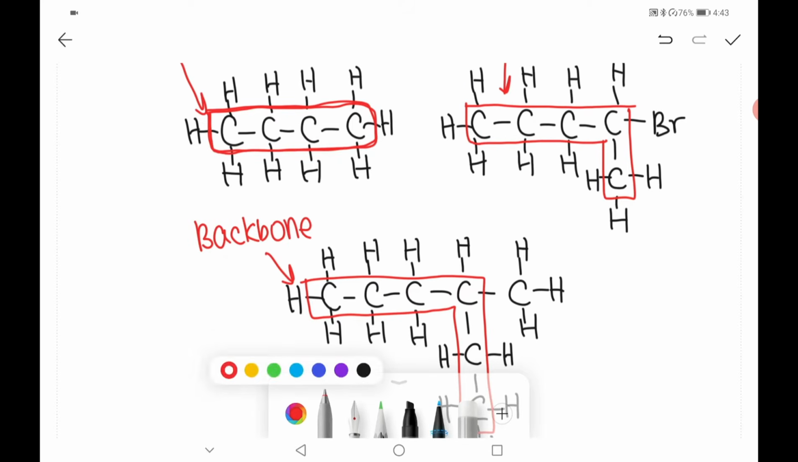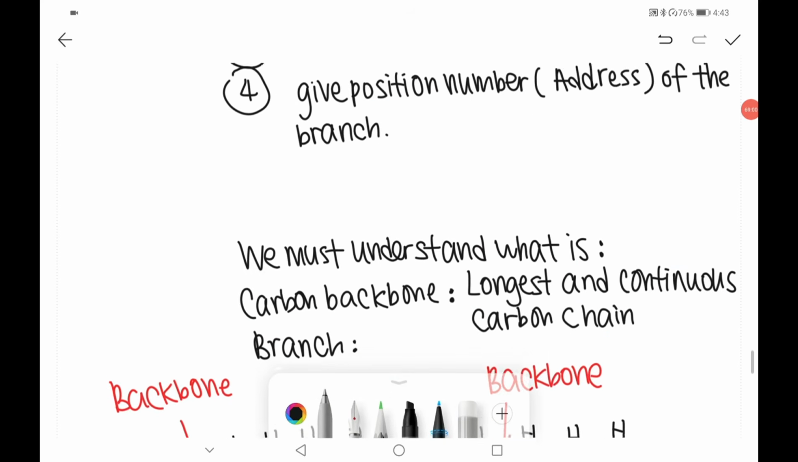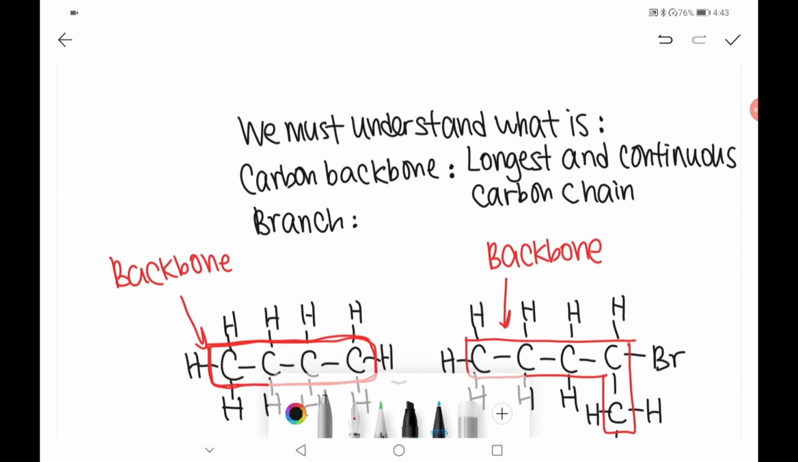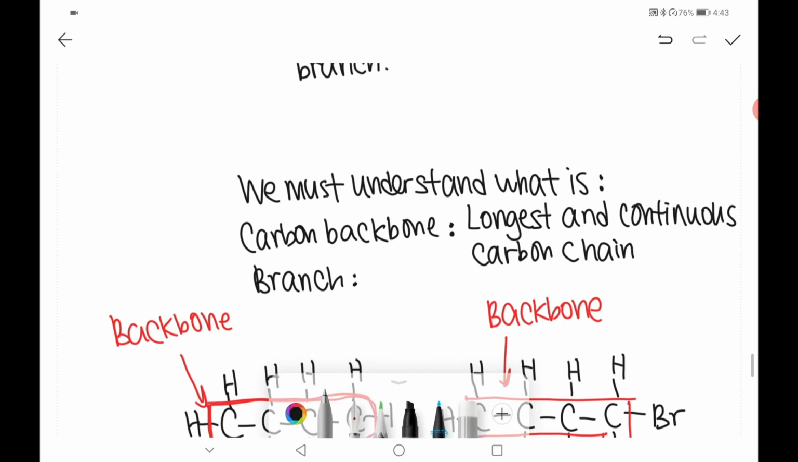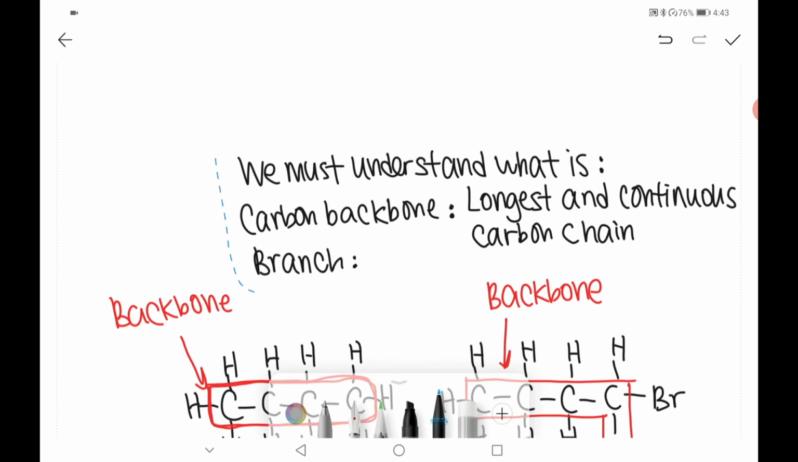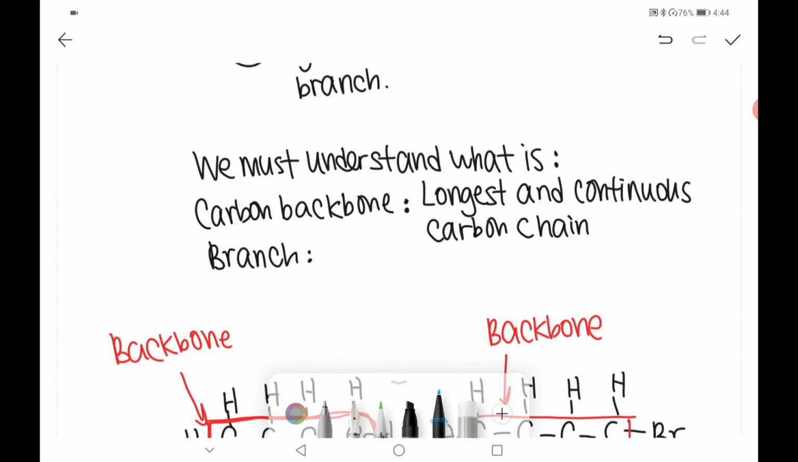I hope now everyone knows what we mean by backbone. After we understand what is backbone, the next thing that you need to know is what we mean by branch. Branch is actually anything which is not in the backbone. Branch refers to anything that is excluded.